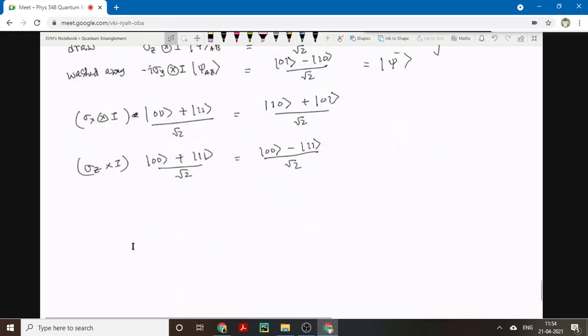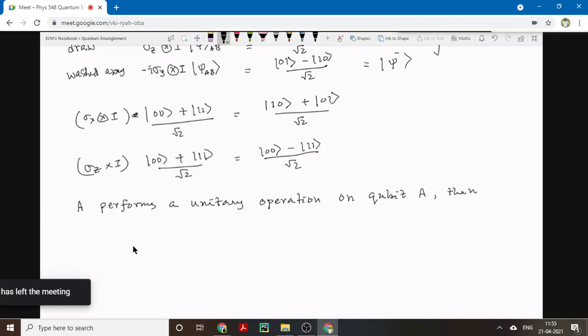Now what happens after she does this operation? A performs a unitary operation on qubit A, then qubit A is sent to B. That means it is transferred to B; somehow you send this qubit also to B. So now B has two qubits, A and B.